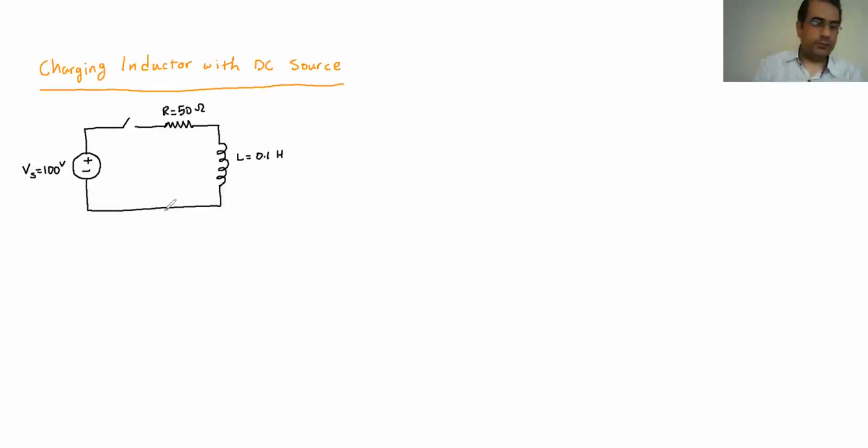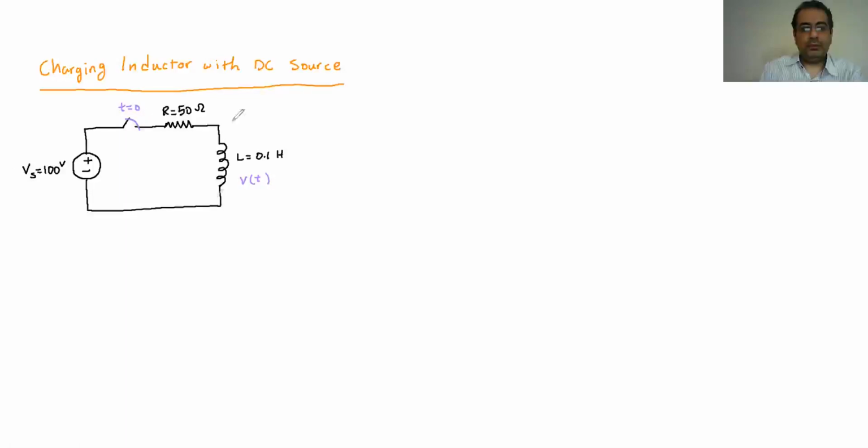So assume this is what we have for t less than 0, and then at t equal to 0, we close that key. So as soon as we close the key, the inductor starts to charge. It starts to store the energy in the form of a magnetic field, and its voltage, for example, is going to be v(t). It starts at the beginning at 0.